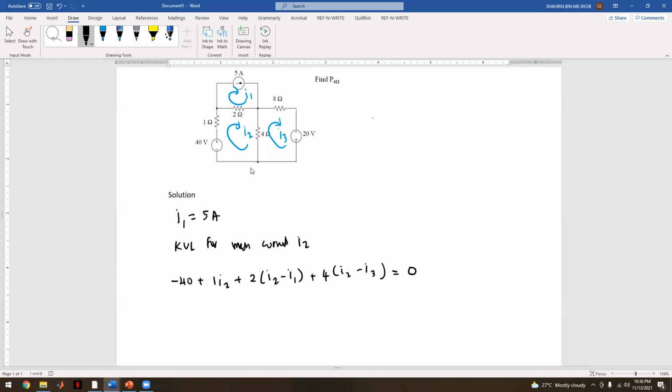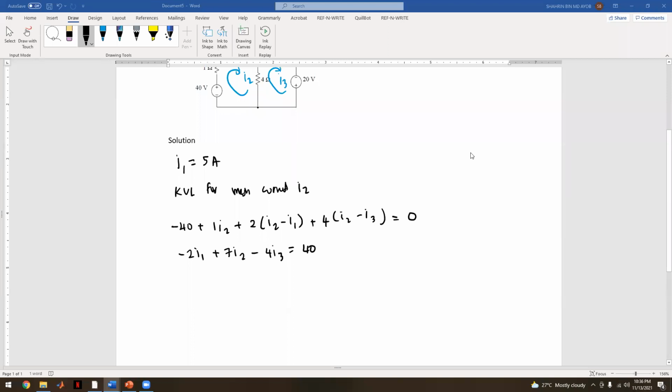And then we rearrange this one, so you will obtain negative 2 I1 plus 7 I2, and for I3 negative 4 I3, equal to 40. So here is your first equation, and this is your second equation.